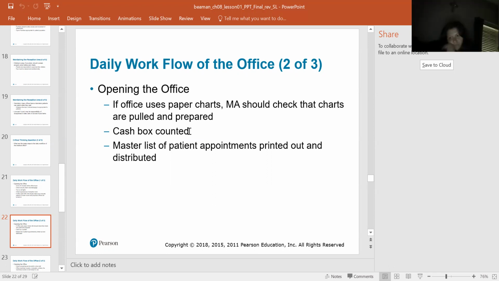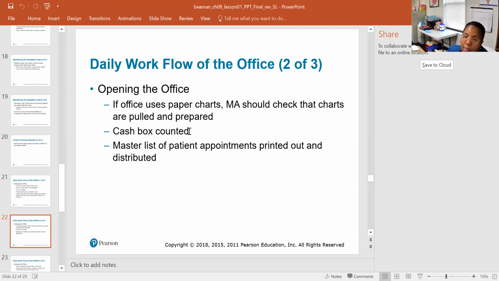The cash box. Master list of patients' appointments printed out and distributed. Everybody should know who's coming to that office on that day.